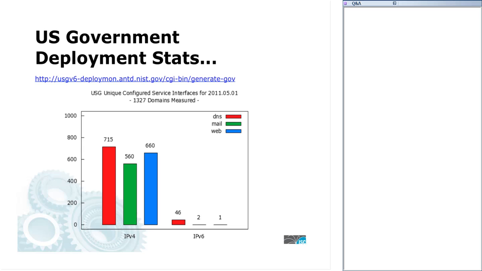Of the 560 mail servers, only 2 of them were IPv6 ready. And of the 660 web services, and the definition of web services for this slide is port 80 and port 443, only one of the 660 domains checked actually had a functioning IPv6 web service. So while it is a government mandate, it's still something that is taking a little bit of time to get some traction.